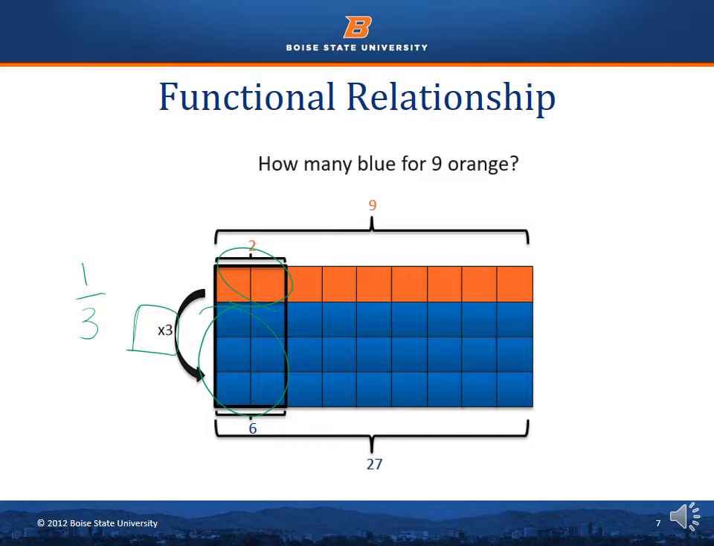This functional relationship can help us see then that if there are 9 oranges, we can use the multiplicative relationship of times 3 to determine then that there are 27 blue squares for 9 orange squares.